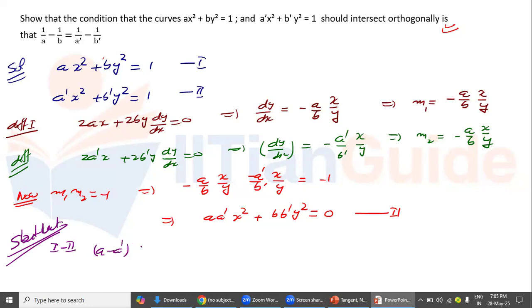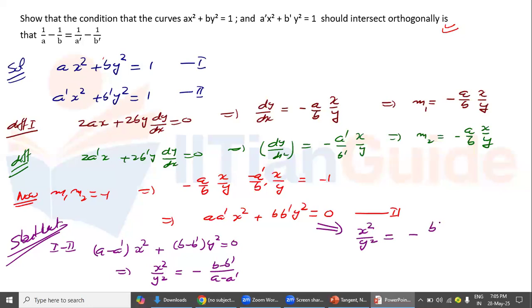Okay, x square plus (b minus b dash) into y square is 0. Or you can say that x square upon y square is minus (b minus b dash) divided by (a minus a dash). You got the value of x square upon y square. Now move here. Transfer the y square term to the right side and divide it. Then you get x square upon y square as minus b dash divided by a dash.